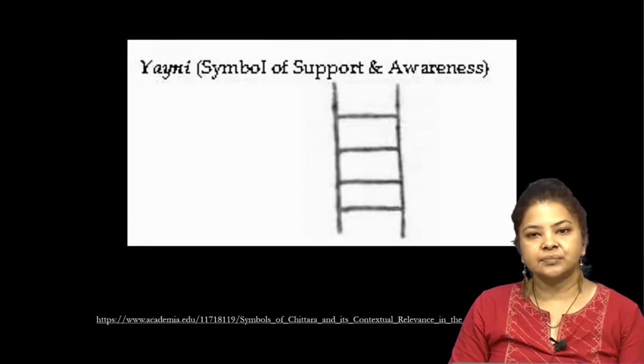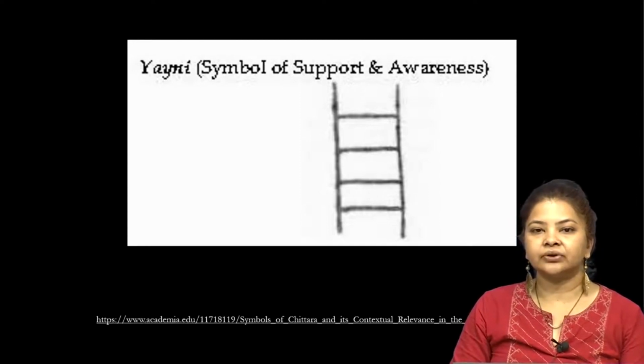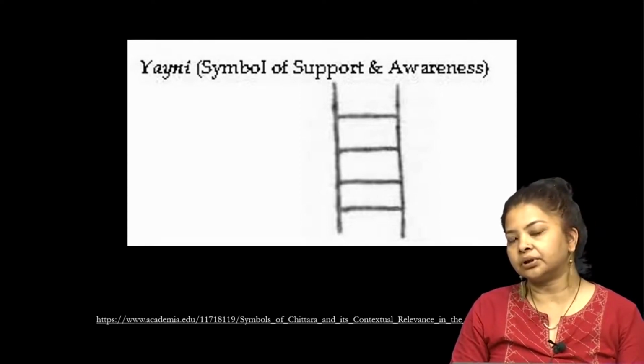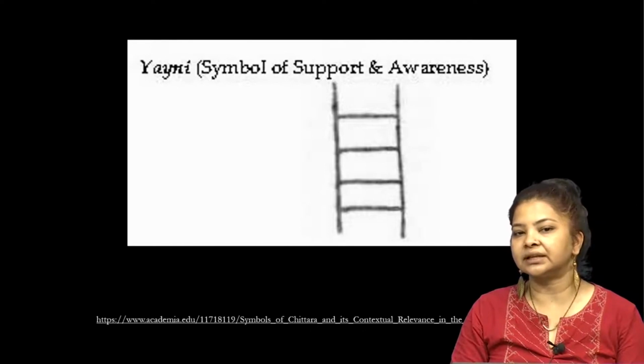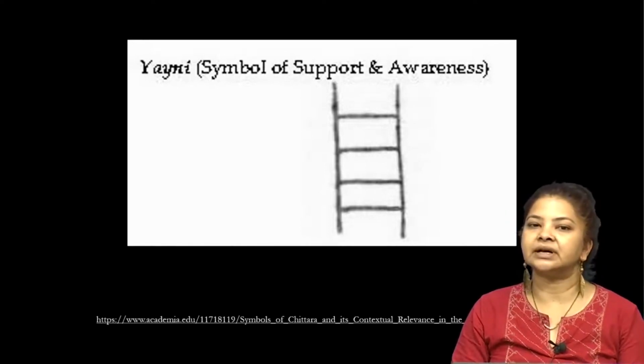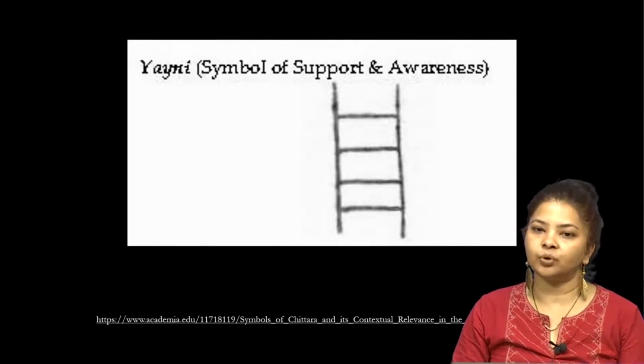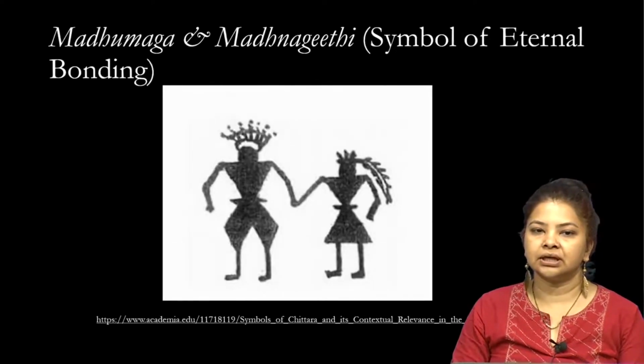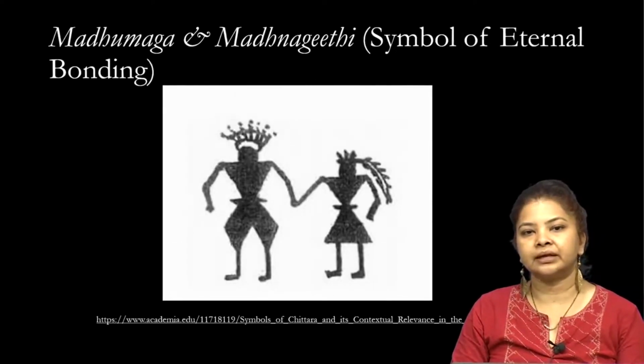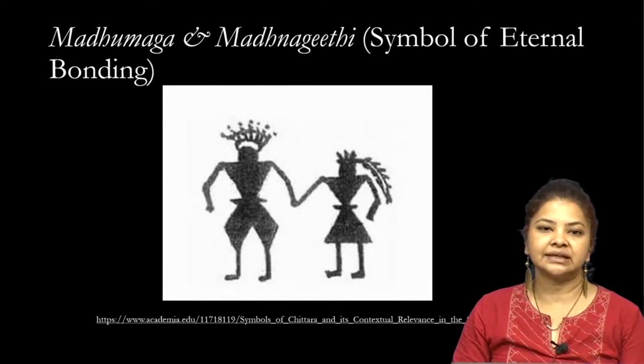So, this is support and awareness. It is shown in wedding scenes mostly, saying that a couple should help each other so that they progress in life, and they should support each other. So, this is a couple, a bride and a bridegroom, which symbolizes eternal bonding, that there should be love between the couple, unconditional love.